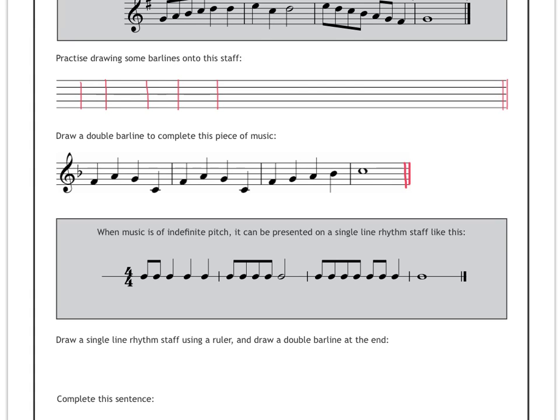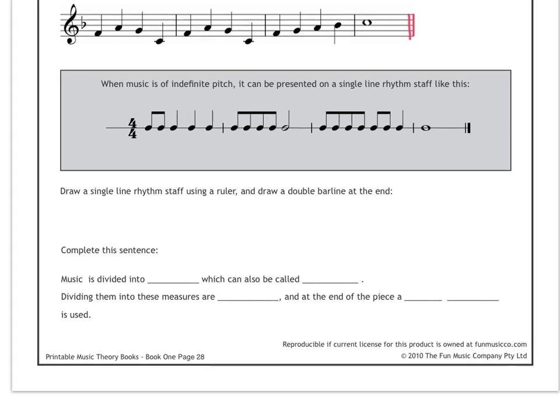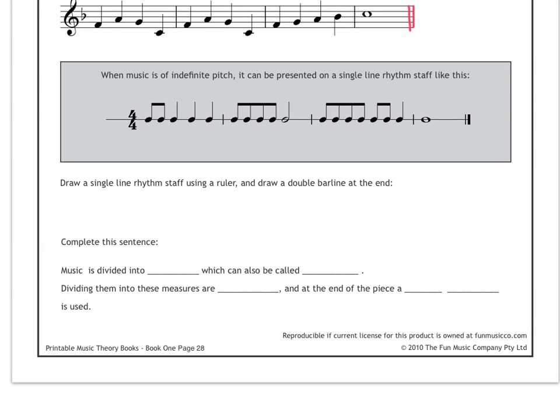Now it says at the bottom, draw a single line rhythm staff using a ruler and draw a double bar line at the end. Essentially, you've got this. Now, I'm doing this on an iPad, so I've got a line tool. You're going to use a ruler, of course. And then at the end, you're going to put a double bar line. So 1, 2. Whoops, those are right on top of each other. 1 and 2. So pause the video right now. Have a look at the bottom of this page, fill in the blanks, and we'll carry on to the next page. Pause the video right now. Off you go.